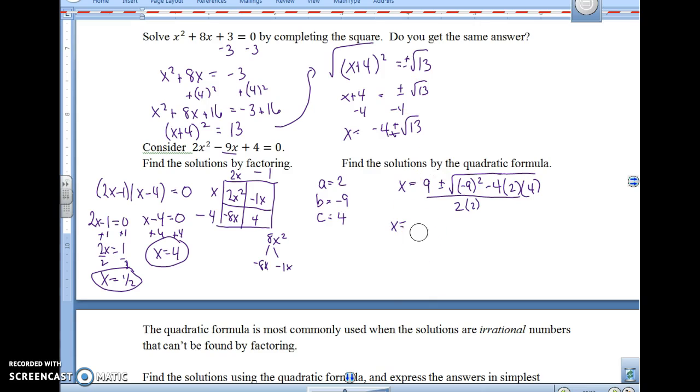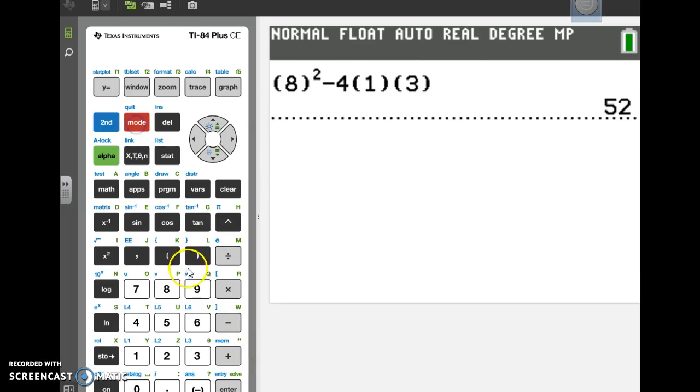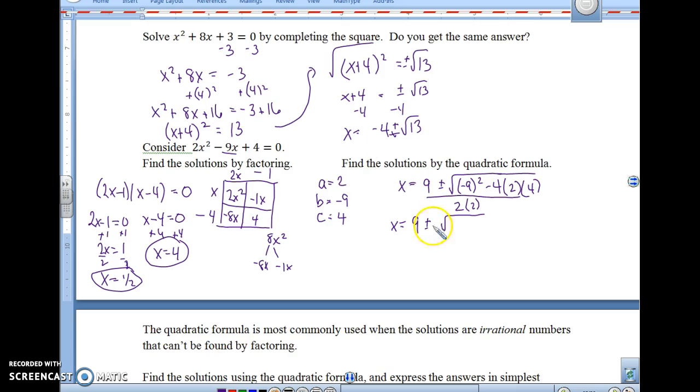Whoops, positive 9. All right, so putting this in my calculator, very important: when I do the square root of negative 9 squared, put it in parentheses or it won't square the negative. It'll give you the wrong answer. All right, so it's the square root of negative 9 squared minus 4 times a, which is 2, times c, which is 4. And that gives me 49, all over 4. All right, what is the square root of 49? Well, that's 7. So it's 9 plus or minus 7 over 4.